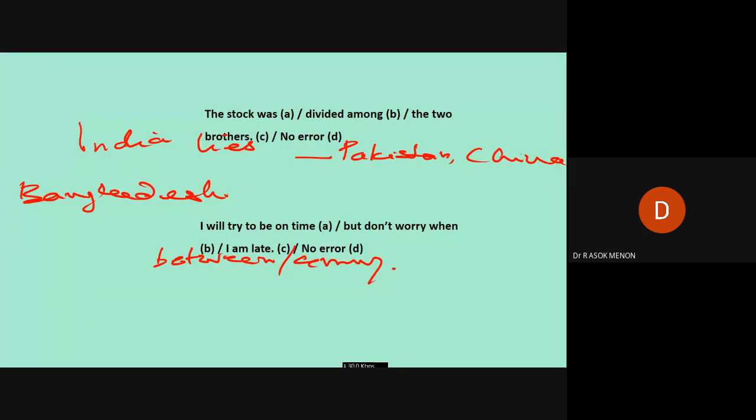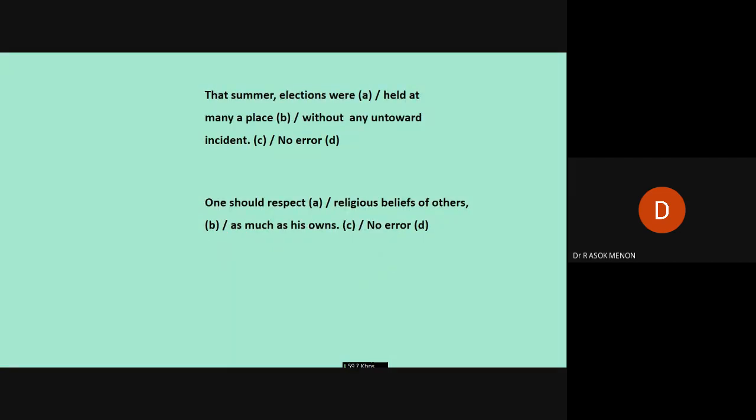I will try to be on time, but don't worry if I am late, because it suggests a condition, not the time. When always suggests time, but if suggests condition. Federer has it correctly. Then, that summer elections were held at many a place without any untoward incident. Which part contains a mistake?